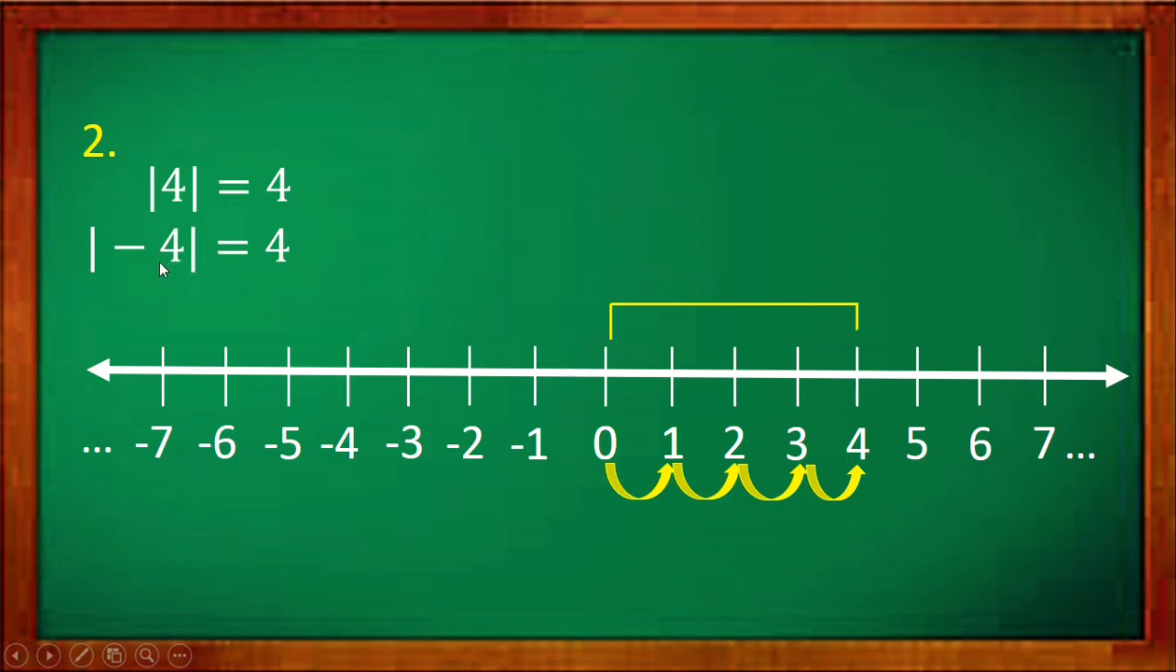And after that, check the absolute value of negative 4, which is located on the left side. So, how many moves do we have from 0 to negative 4? We also have 1, 2, 3, 4. Okay, therefore, absolute value of negative 4, which is 4, is correct. And again, based on the results that we have, absolute value of positive 4 and absolute value of negative 4 is just the same as positive 4.